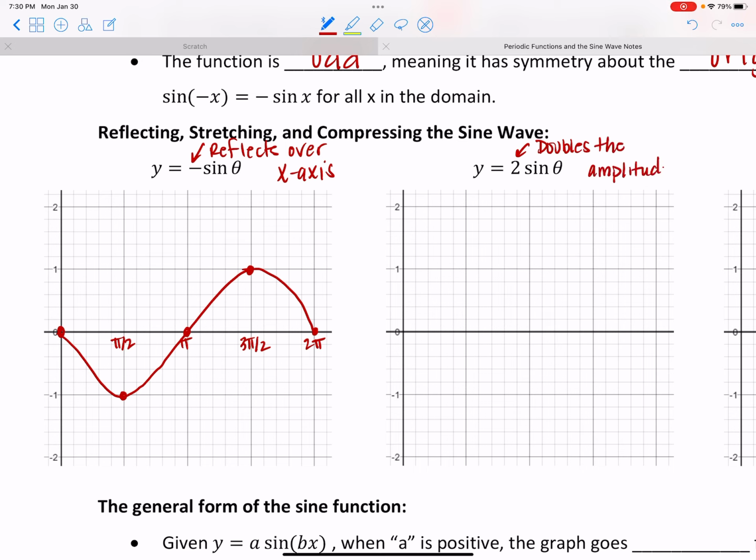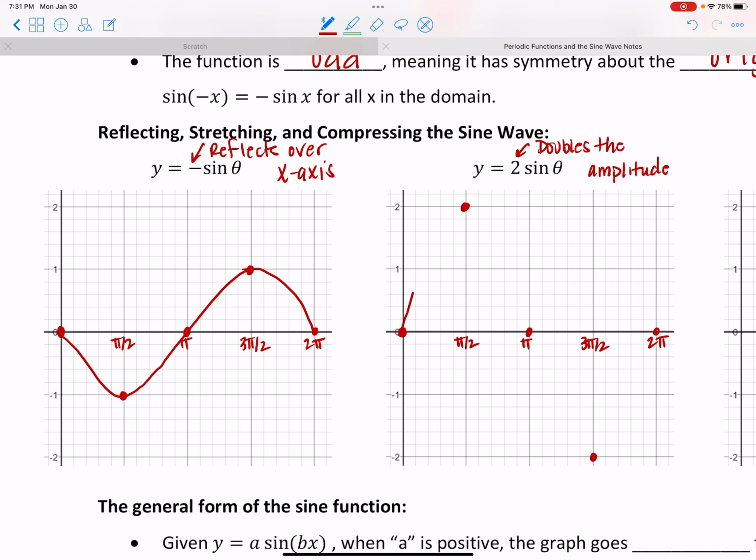And imagine if you put a 3 there, you'd triple it, put a 4 there, you'd quadruple it, put a half there, you would cut it in half. Okay, so again, this would be pi over 2, pi, 3 pi over 2, and then 2 pi. Sine's still going to start at 0, and we always go up to the max. The previous one didn't because it was reflected, but this one isn't. So from 0, we're going to hit our maximum, which this time will be 2, and then we're going to hit the axis again. And then at 3 pi over 2, we'll hit our minimum, which now will be negative 2, and then we hit the axis again.